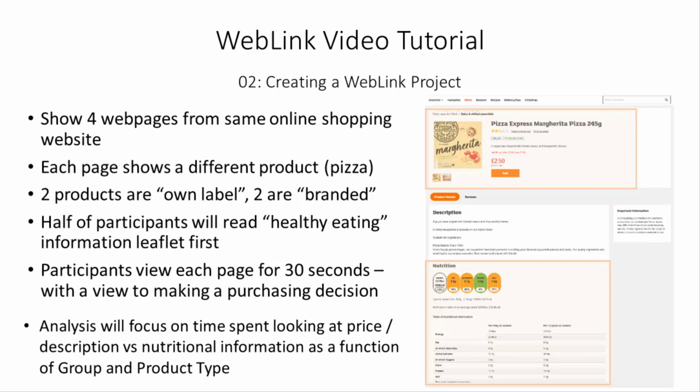The project will implement a simple experiment that involves showing participants 4 different web pages from an online retail website. Each web page shows a food product. 2 of the products will be own label products and 2 are branded products. Half the participants will be given a leaflet containing information about healthy eating before performing the task. Each page will be shown for 30 seconds, and during that time participants can scroll up and down and view the entire web page freely.